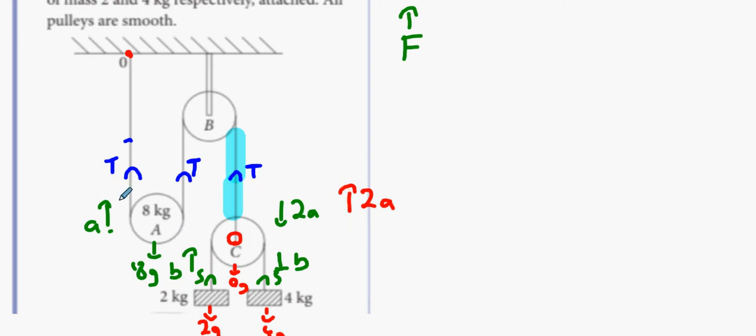So, F equals ma, and it will equal tension going upwards, 2T, and its weight going downwards, which is 8g. Now, force equals ma, and in this case it will be 8a.